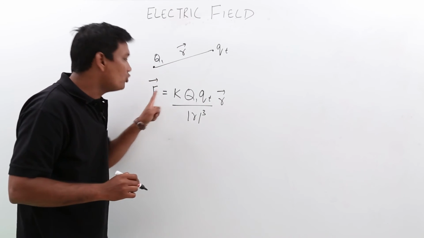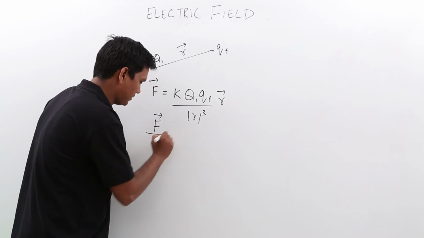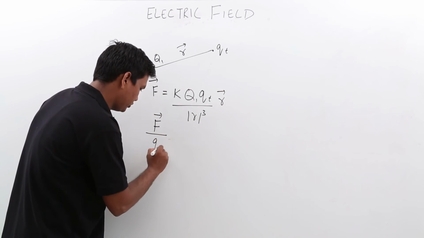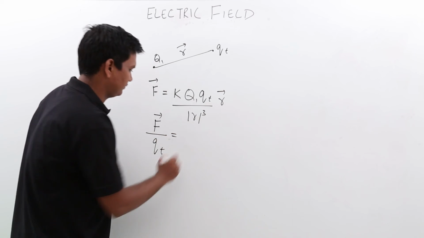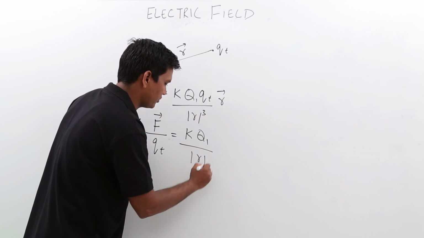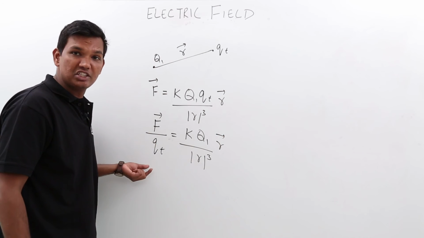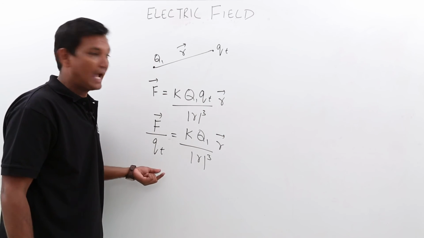Now, the force per unit test charge, which is nothing but F vector by Qt, would be given by K Q1 by mod R squared, R vector. The force per unit test charge would be called an electric field.